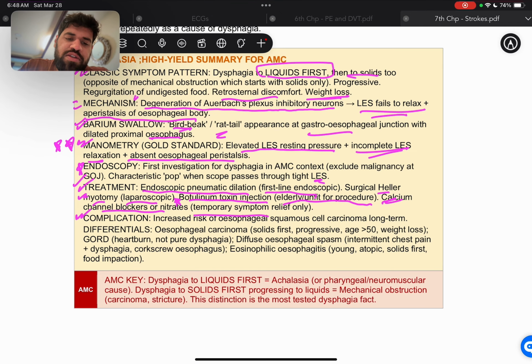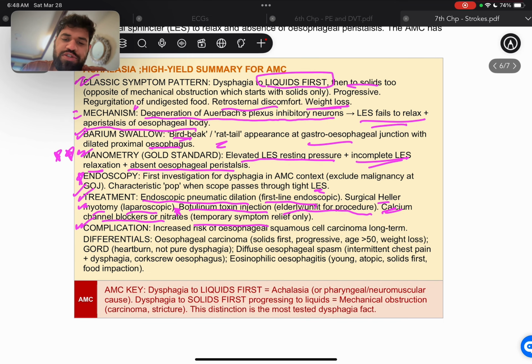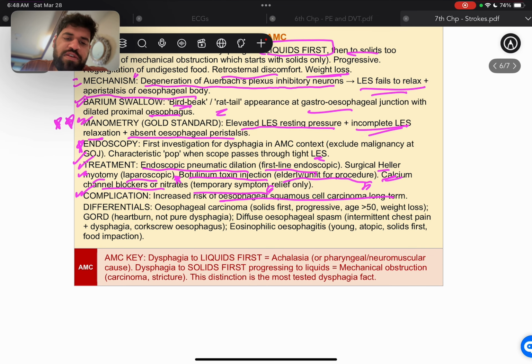Then the complication of achalasia is the increased risk of esophageal squamous cell carcinoma in the long term. This is an important point because AMC does ask about this. Then the differential for achalasia must include esophageal carcinoma. But the difference is that carcinoma is solid first and progressive. It's seen in older patients with weight loss. Weight loss again is here.